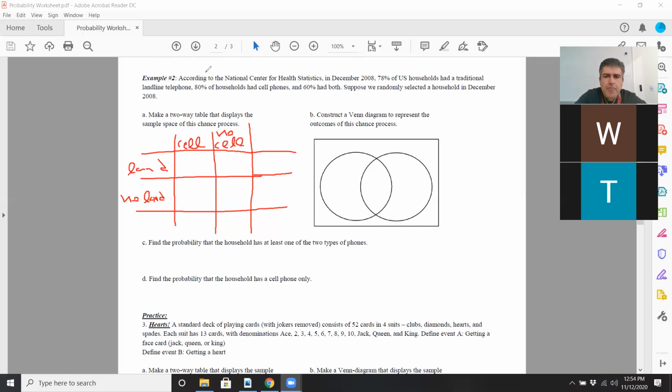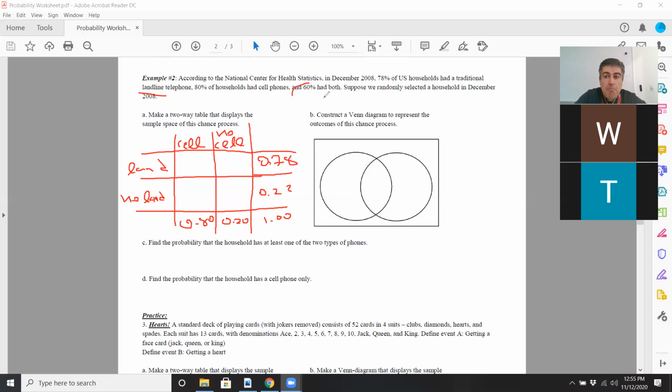Now, you told us 70% had a landline. So that'd be 0.78 right here. Therefore, this would be 0.22 because everything should add up to 1.00 if you're dealing with percentages. 80% had cell phones, so this would be 0.8. This would be 0.20. That should add up to 1.00.